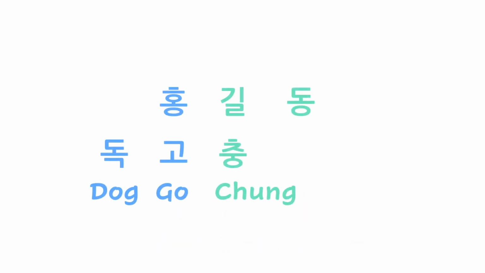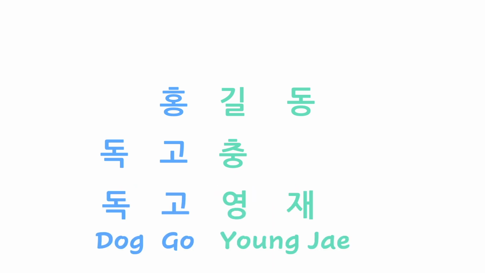And it's not just given names that can vary. So the surname, while typically 1 syllable, could also be 2. So in this case we have the name Dog-go-chung. So you could have a name which has 2 syllables for the first name and also for the surname. Here, Doggo Yung Jae.